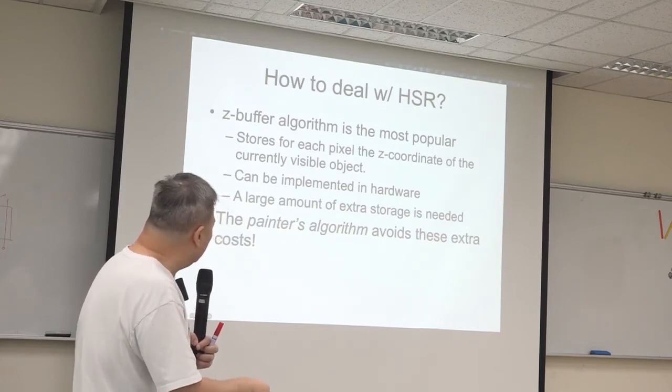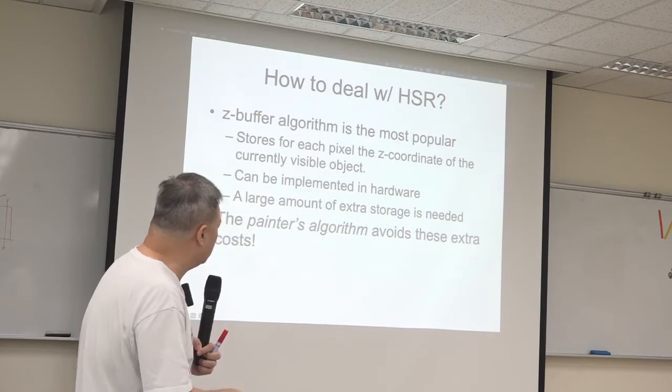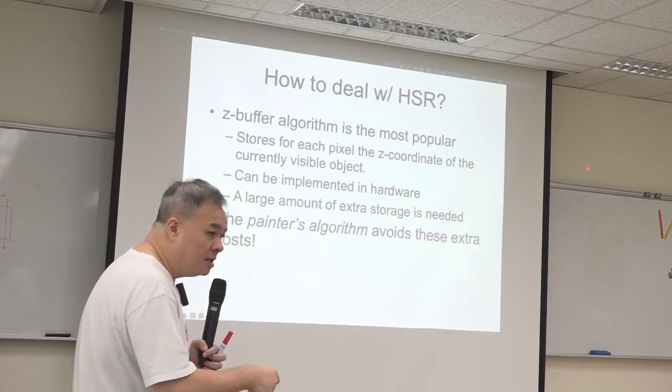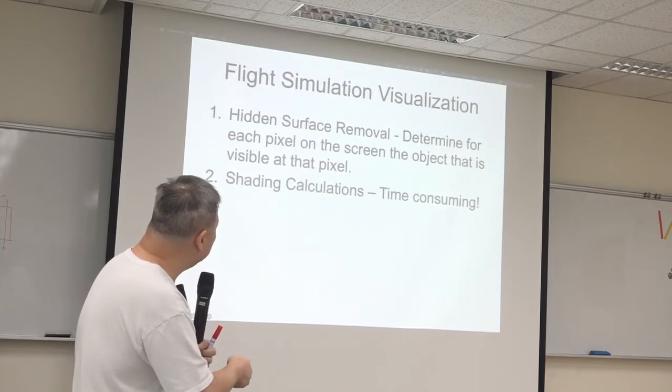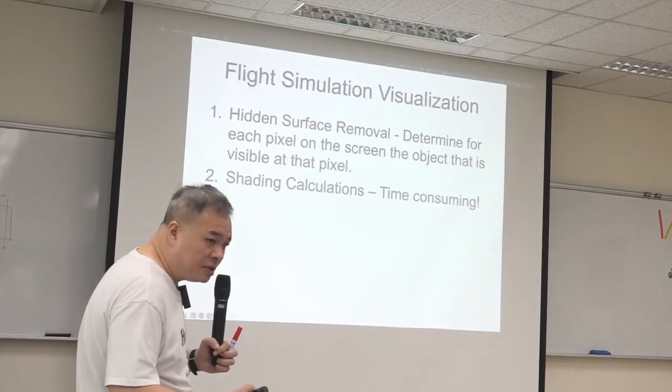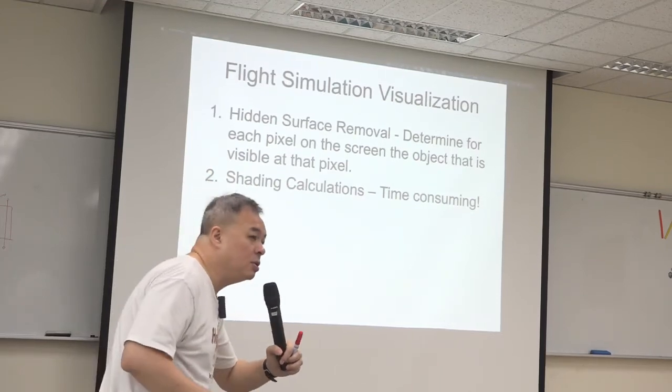So in this chapter we are going to use something called the Painter's algorithm, which is able to avoid those extra costs, and we are able to deal with what we call hidden surface removal in this chapter.